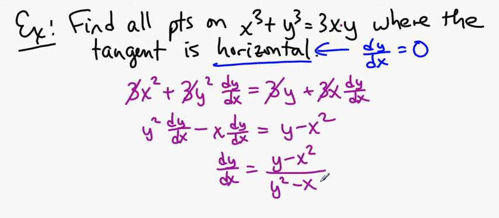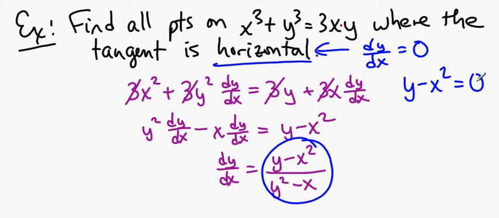So what do I want? I want dy dx to equal 0, which means I want this to equal 0, which means I want this to equal 0, which means that that will happen whenever y is x squared. Whenever y is x squared on this curve.